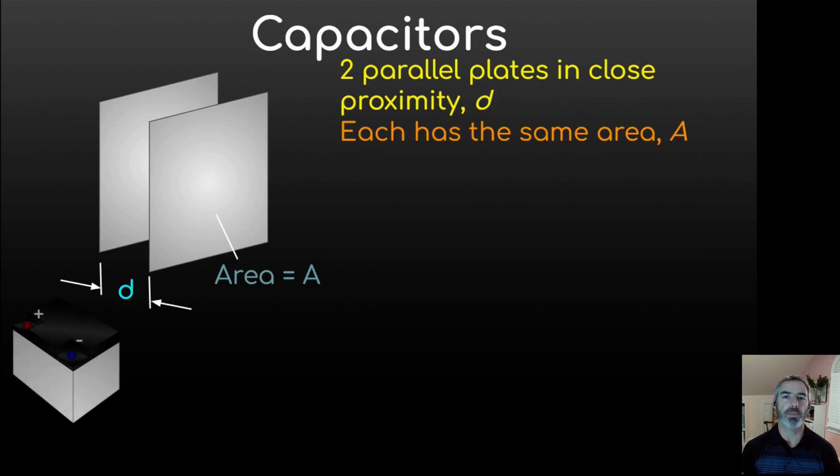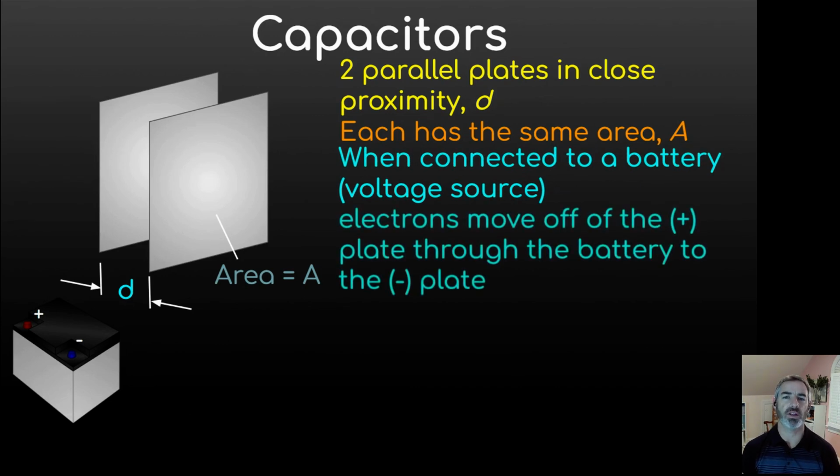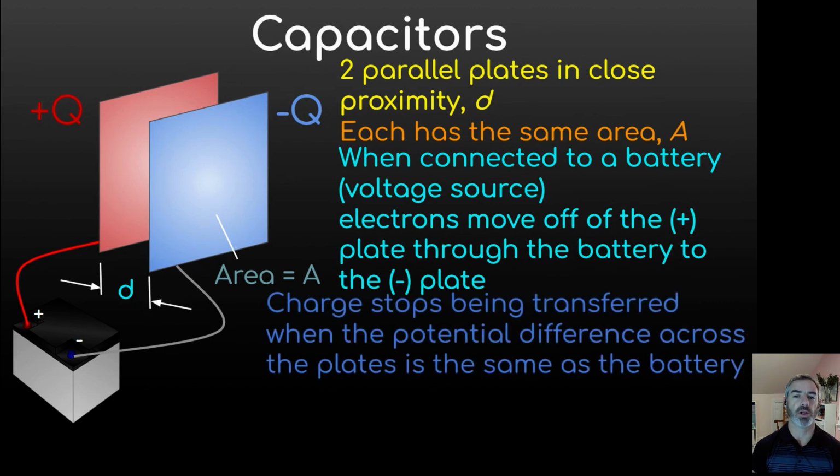Now, if we hook up those parallel plates to a source of electric potential or voltage, electrons move through the battery off of the positive plate and then onto the negative plate, leaving us with two charged parallel plates, as we've seen before in our electric fields. The charge stops being transferred when the potential difference across the plates is equal to the potential difference across the battery. And then the capacitor stores electrical energy through that electric field.